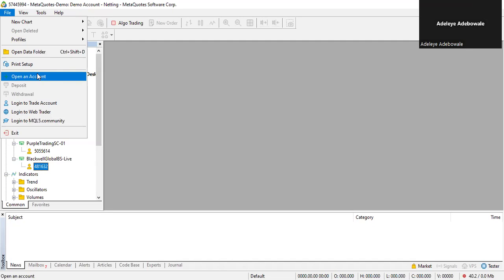For those of us using a mobile phone, once you open your MetaTrader, you're going to click on the menu button, the three dash line. Can you see it? On the three dash line, you're going to click on manage account. Then on manage account, you're going to click on the plus sign.